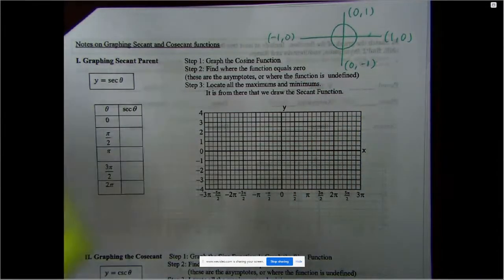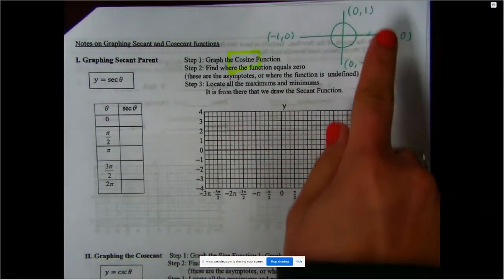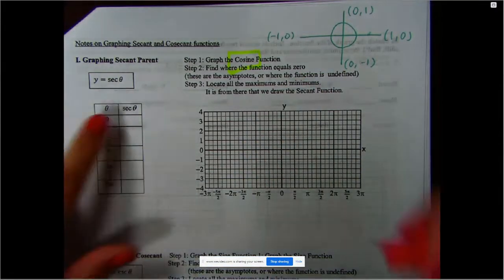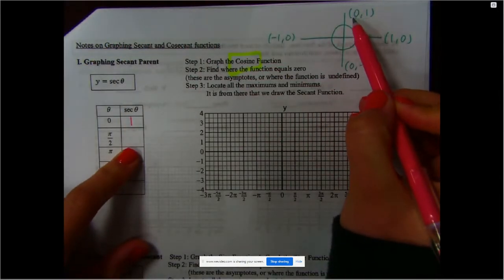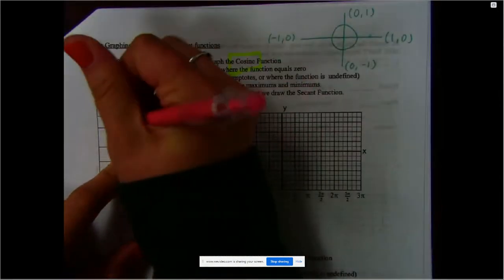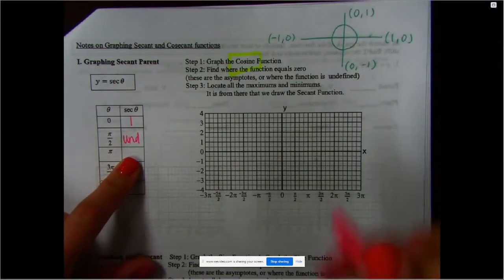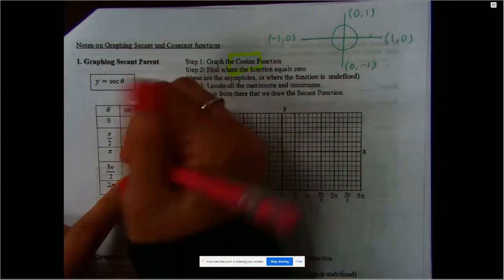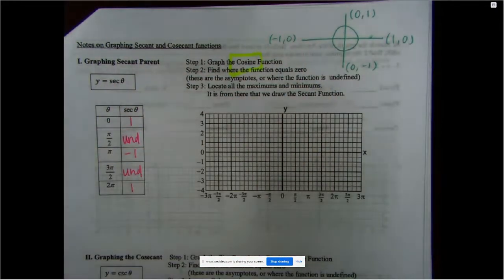Secant is the reciprocal of cosine. So I'm going to look at the x values on my coordinates, but I need to do the reciprocal, so flip the fraction. At 0, the x value is 1. If I do the reciprocal, it's still 1. Go to pi over 2, the x value is 0. The reciprocal of 0 is 1 over 0, so that'll be undefined. At pi, the reciprocal of -1 is still -1. Reciprocal of 0 is undefined. Reciprocal of 1 is 1.